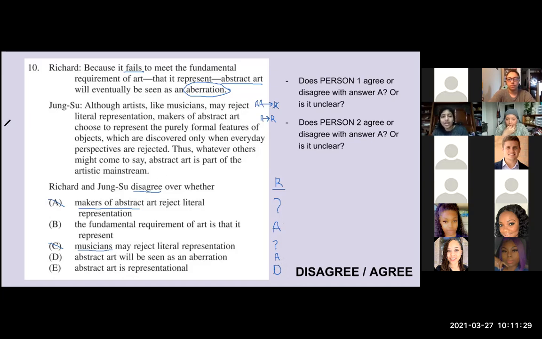Let's look at Jung-soo. Would anyone like to read what Jung-soo is saying? I don't mind. Although artists, like musicians, may reject literal representation, makers of abstract art choose to represent the purely formal features of objects, which they discover only when everyday perspectives are rejected. Thus, whatever others might come to say, abstract art is a part of the artistic mainstream. Okay, so what is Jung-soo saying? Would anyone like to translate his main idea or thoughts?